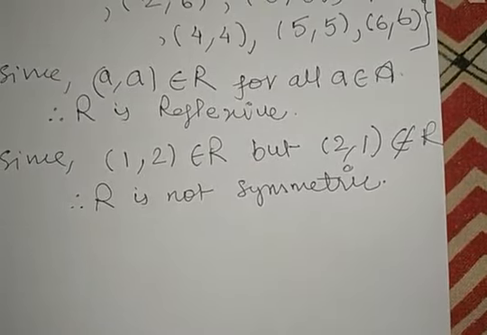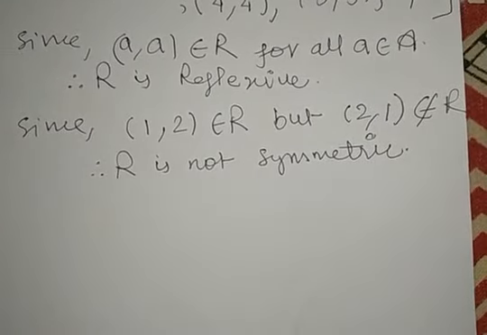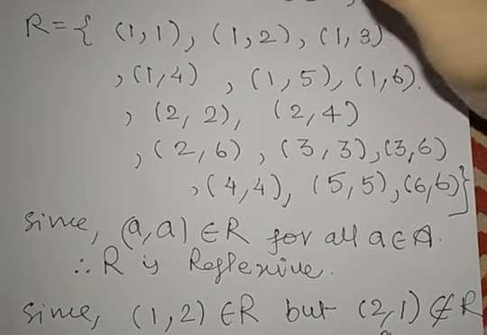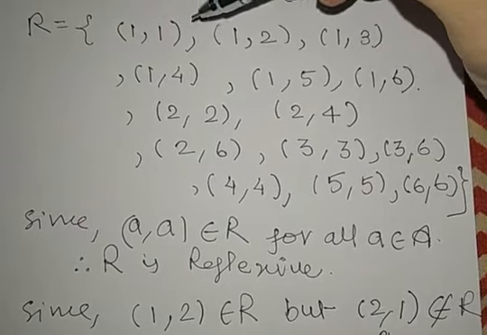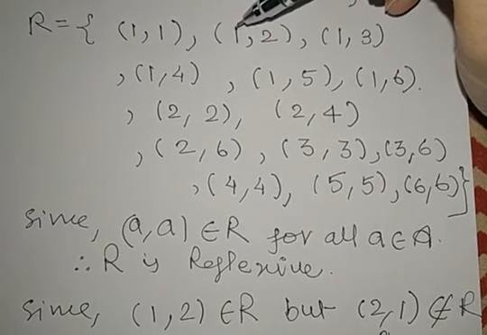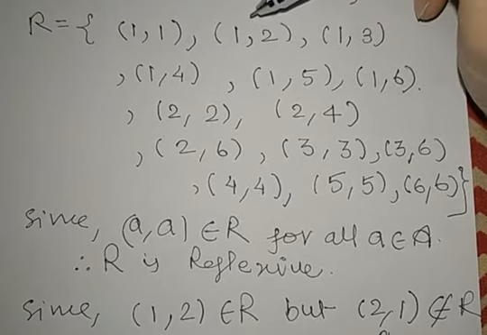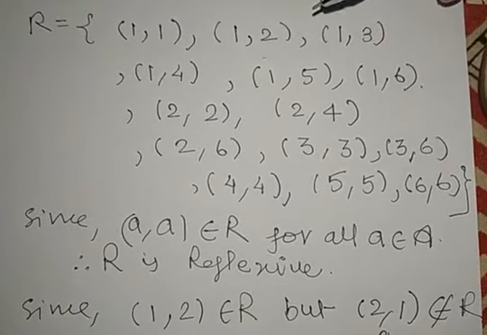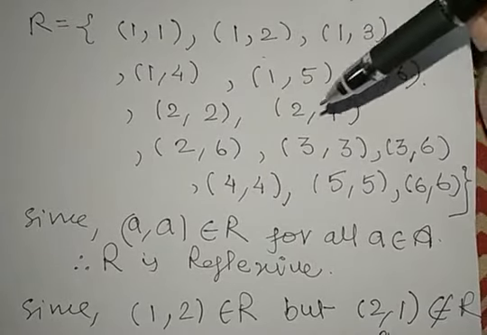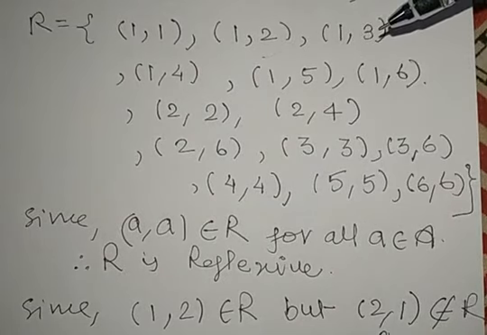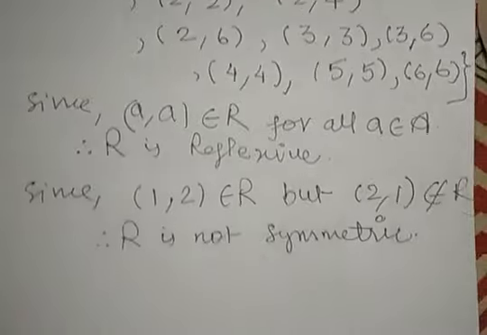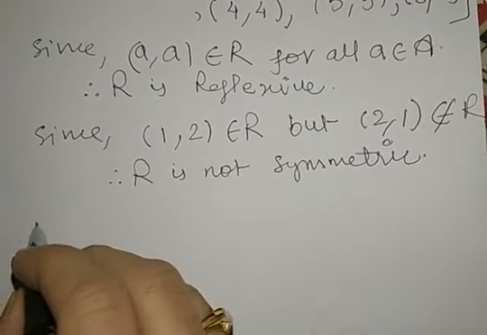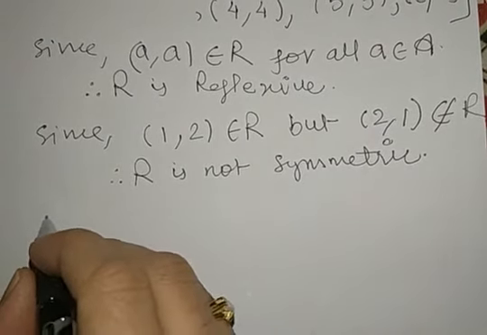Okay, therefore R is not symmetric. Now let us check whether R is transitive or not. If you take any element 1 comma 1, and if you take any element here, so that is 1 comma 2, so 1 comma 2 should be there and it is there here. Then if you take 1 comma 3 and 3 comma 3, then 1 comma 3 is there here. So you find that the relation R is transitive. But you have to prove that. You cannot give an example, so you have to prove it.